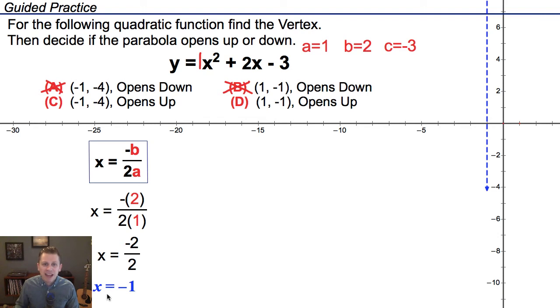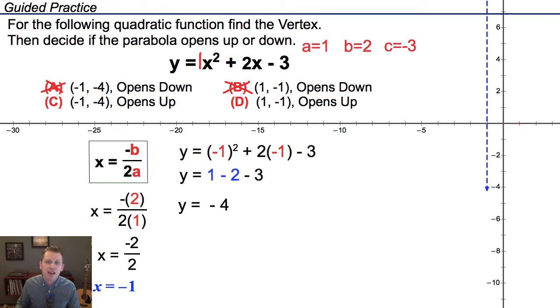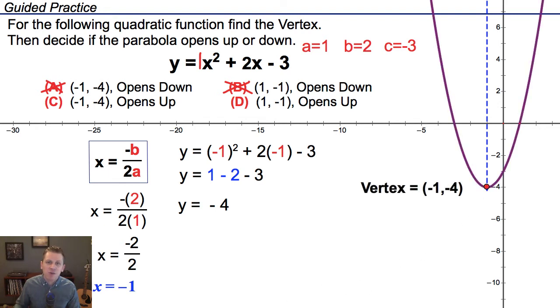Once I know what the x value is of the axis of symmetry, that's the same x value of the vertex. To find the y value of the vertex, simply take this x value and plug it into the equation to find the y value. Plugging in -1 and simplifying, I would get a y value of -4. That means my vertex is the coordinate -1, -4, which sits on a parabola that would open up like a cup.